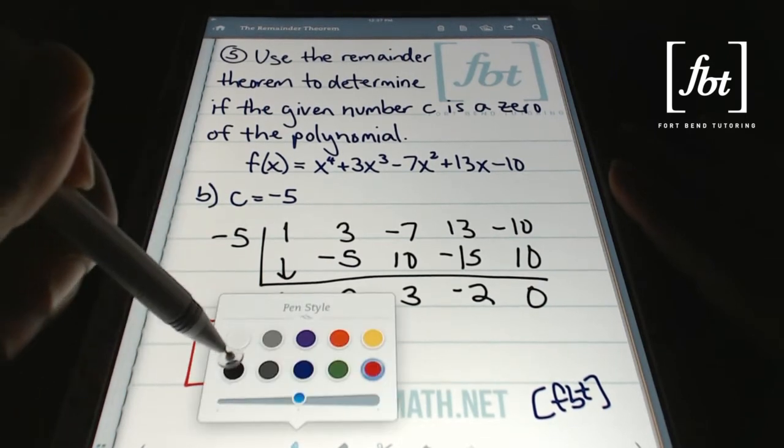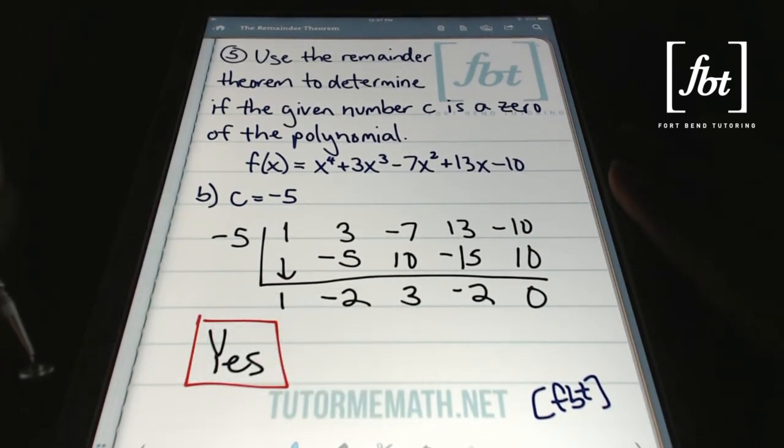That's right. That's how we do our answers here at Fort Bend Tutoring. We put our answers in a red box. That's exactly what we do.